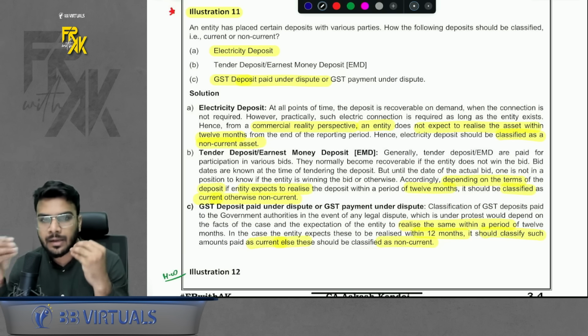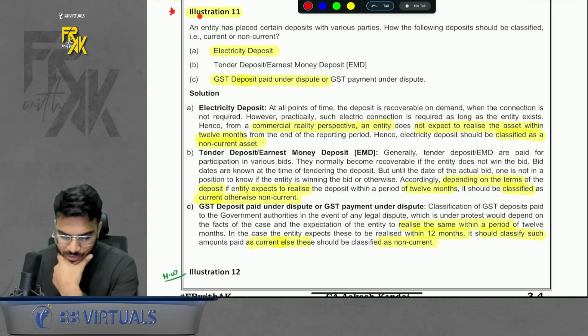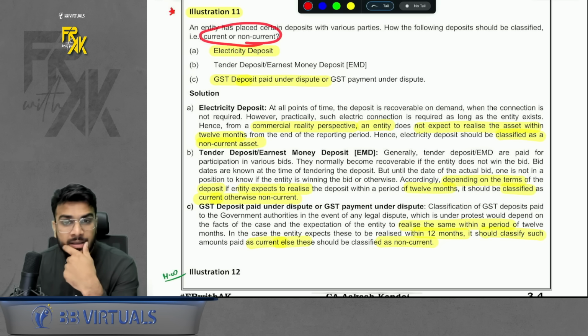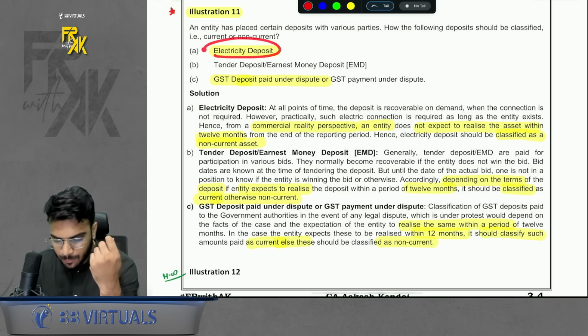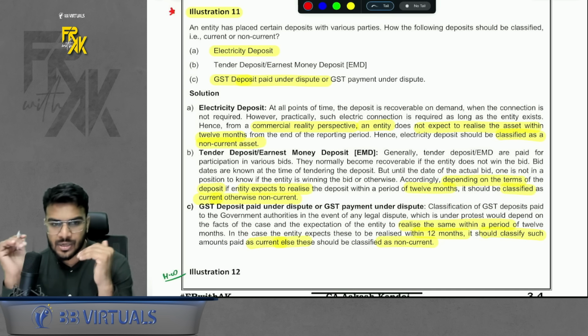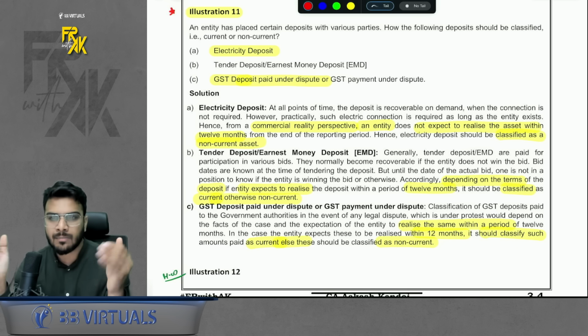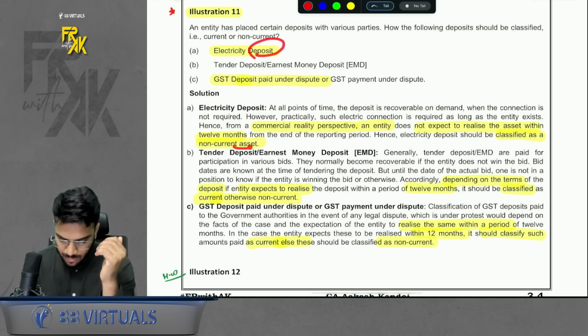We will take the tricky questions first. First is illustration number 11. There are 3 items given. They want us to classify whether they are current or non-current. First is deposit for electricity. When you get an electricity connection, normally you will keep the connection for a certain number of years. So this deposit is non-current.